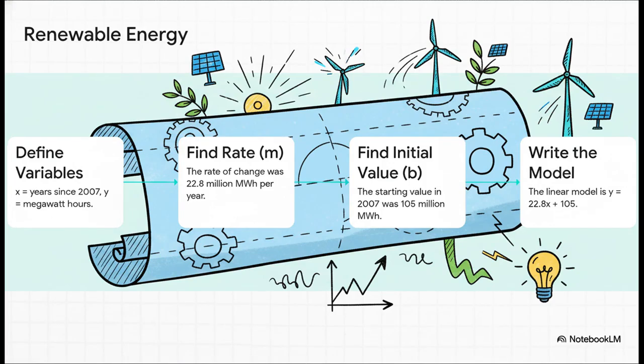So let's put this into practice with that renewable energy example. Back in 2007, that's our starting point, our b. The US generated 105 million megawatt hours. The rate of growth, our slope m, was a steady 22.8 million more each year. You just plug those two numbers into the formula and bam, you've got your model. y equals 22.8x plus 105.